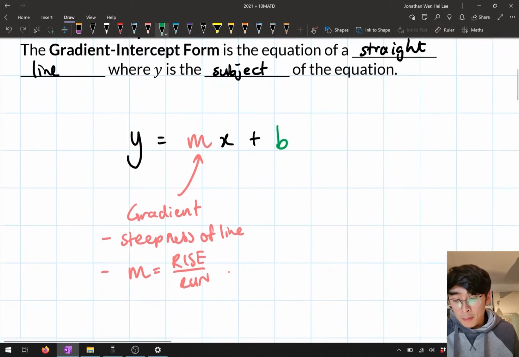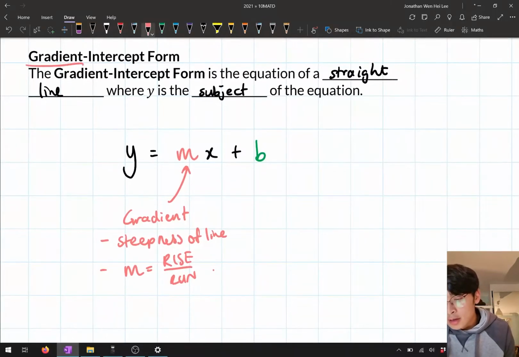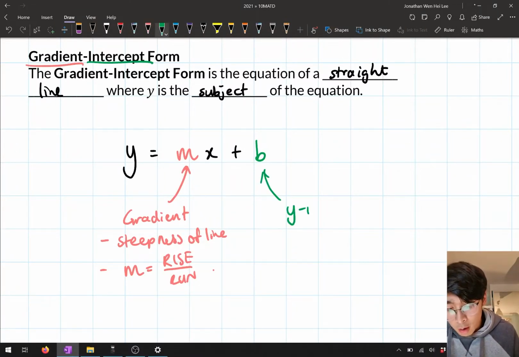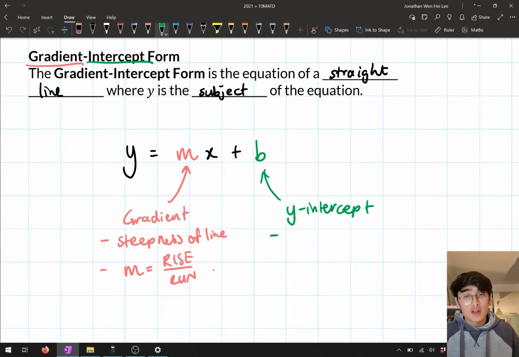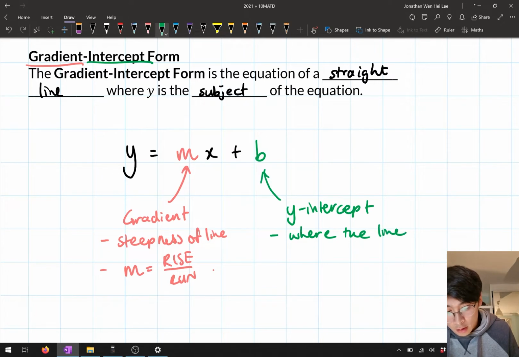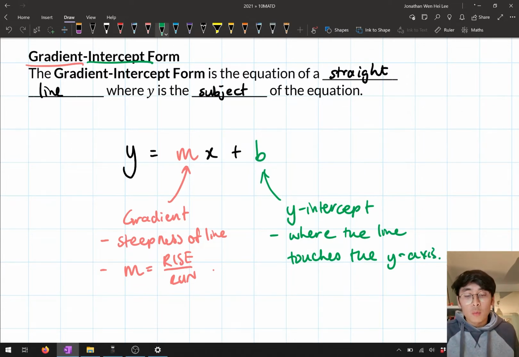And the other thing is, based on this name, it's the gradient-intercept form. And so the b here refers to my y-intercept. Now, an intercept is just where our line touches a particular axis. And in this case, it's where the line touches the y-axis. Okay. So these are the two. This is why it's called the gradient-intercept form. In the gradient-intercept form, we get these two pieces of information put into the equation of our line.